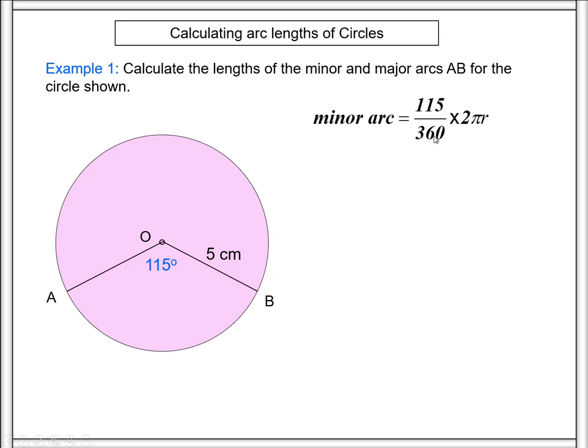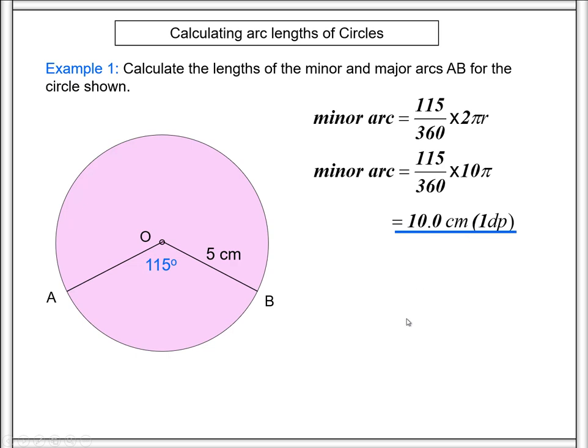So 115 divided by 360 times 2 pi r. Work it out on your calculator. That's going to give you a length of 10 centimeters to 1 decimal place. On your calculator, make sure you check that, make sure you can get 10.